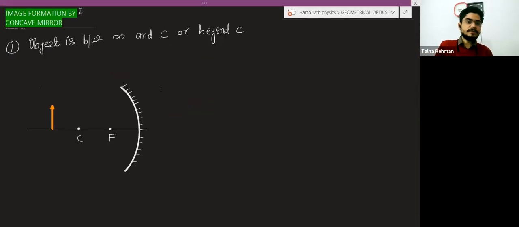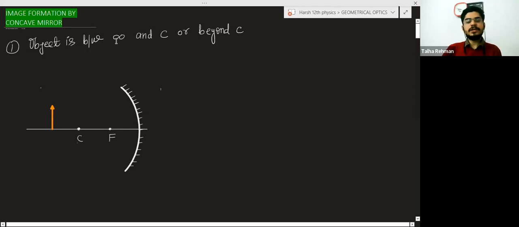So the first case: the object is between infinity and the center of curvature. This is the object. You can also say the object is placed beyond C, beyond the center of curvature. Okay, so this is the object. And which mirror is this? Concave mirror.